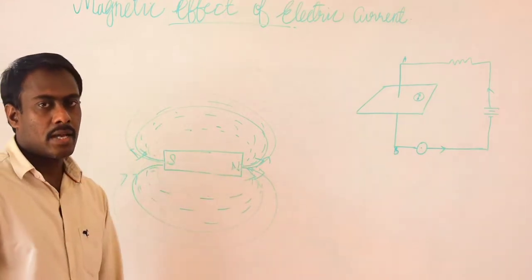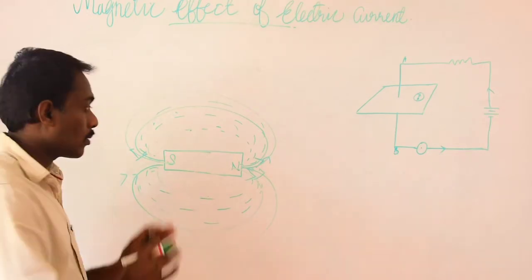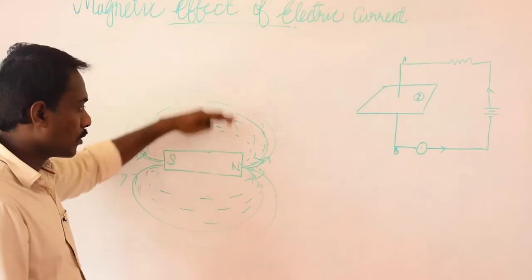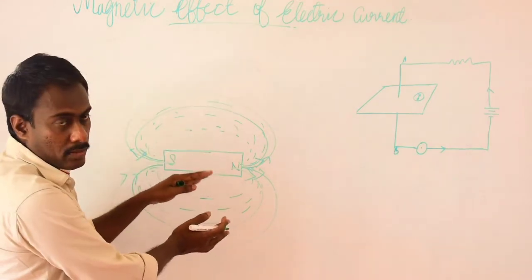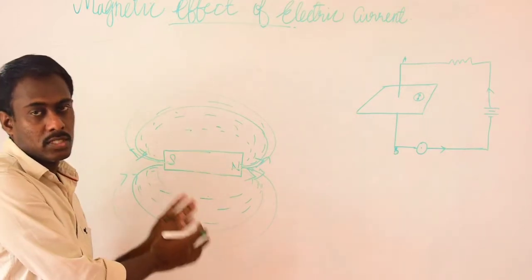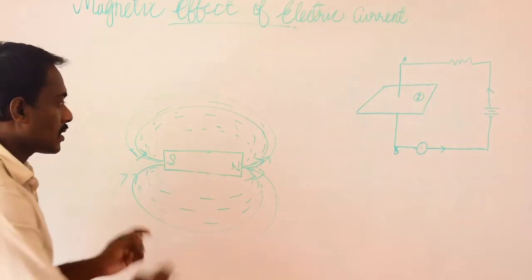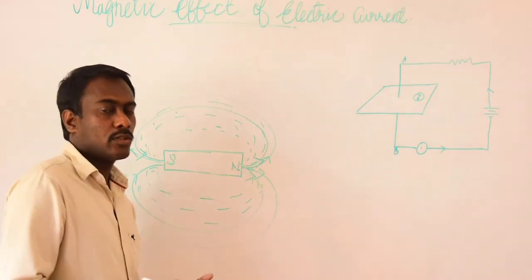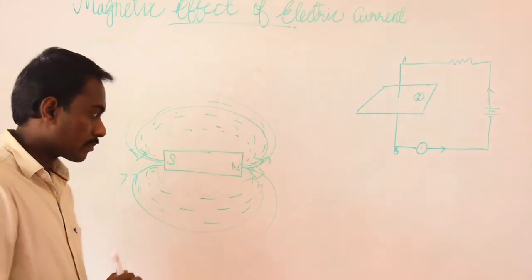The strength of the magnetic field depends upon the crowdedness of the magnetic field lines produced by the magnet. If the magnetic field lines are more crowded, then the strength of the magnet is more. This is how we measure the strength of the magnetic field produced by a magnet.